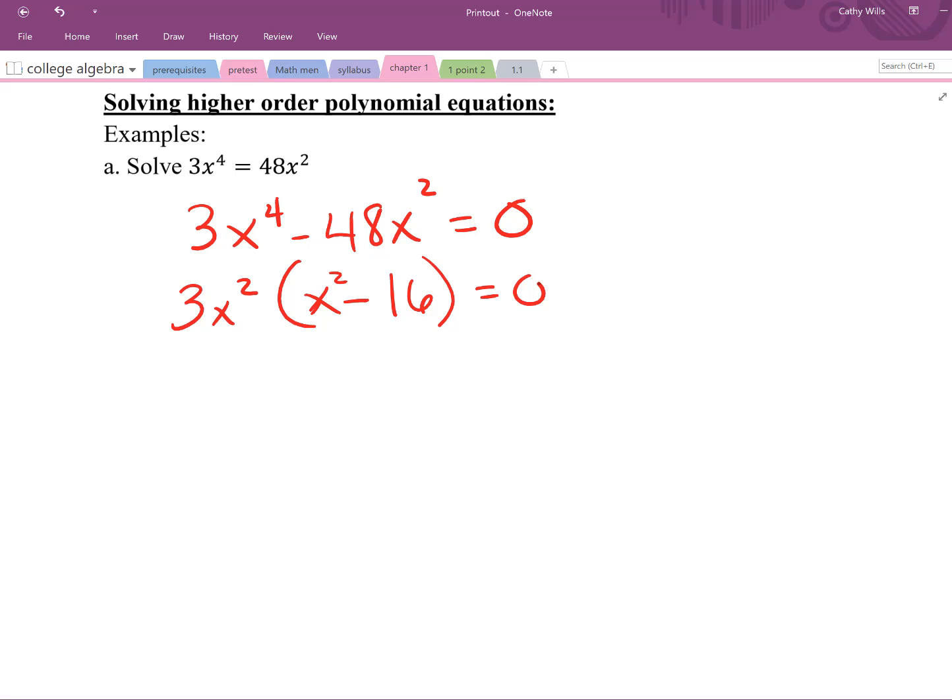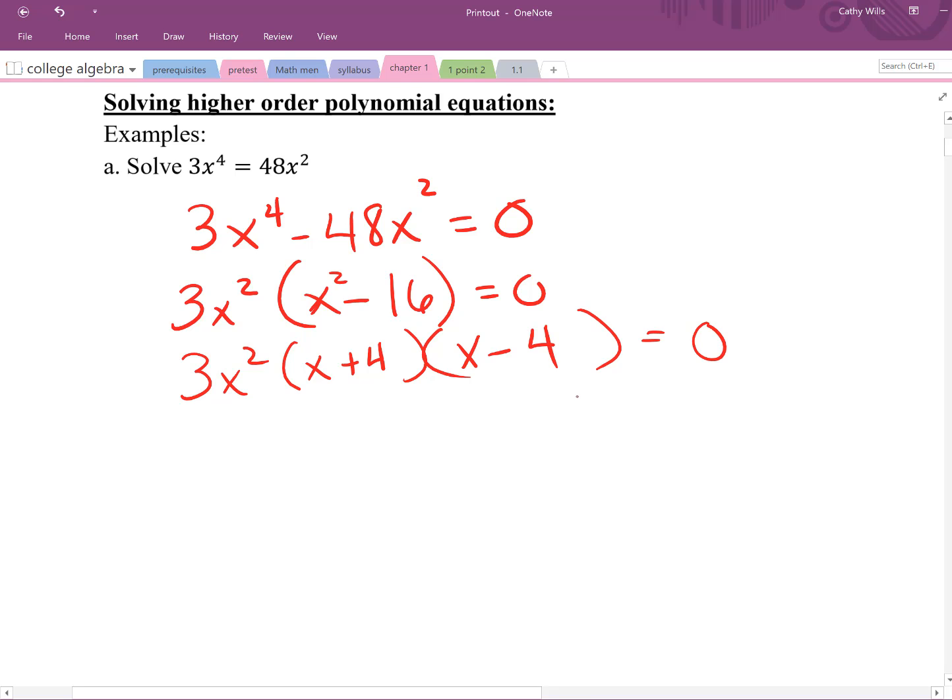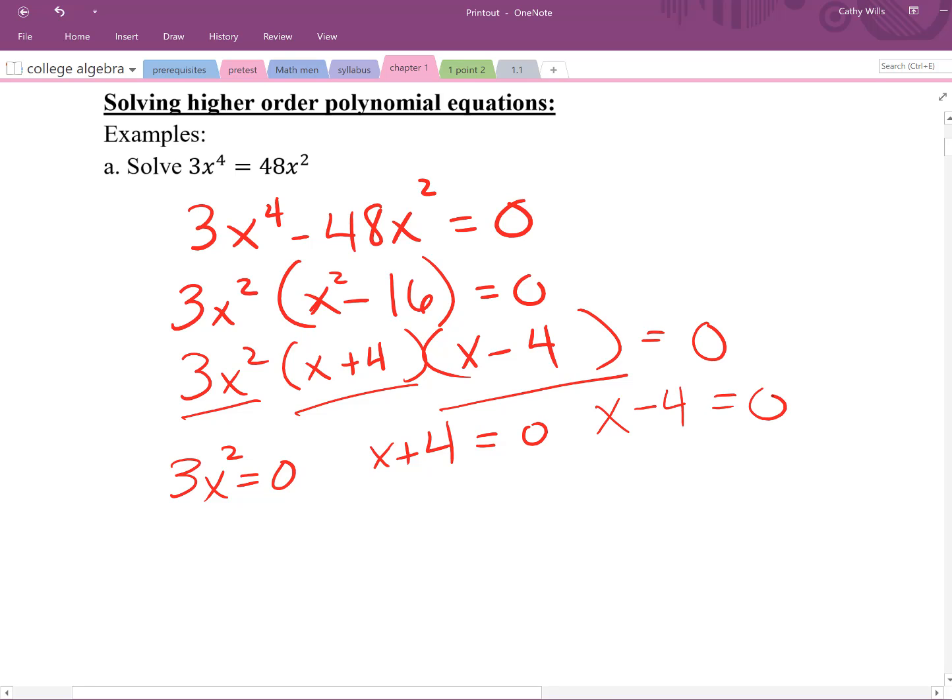X squared minus 16 is a difference of squares, so that means that if you factor it into its conjugates, x squared minus 16 is x squared minus 4 squared, so the conjugates are x plus 4, x minus 4. So now you've got three factors here that multiply together give you 0, which means that one of them has to actually be 0. So 3x squared could be 0, x plus 4 could be 0, x minus 4 could be 0, and it would make that 0.